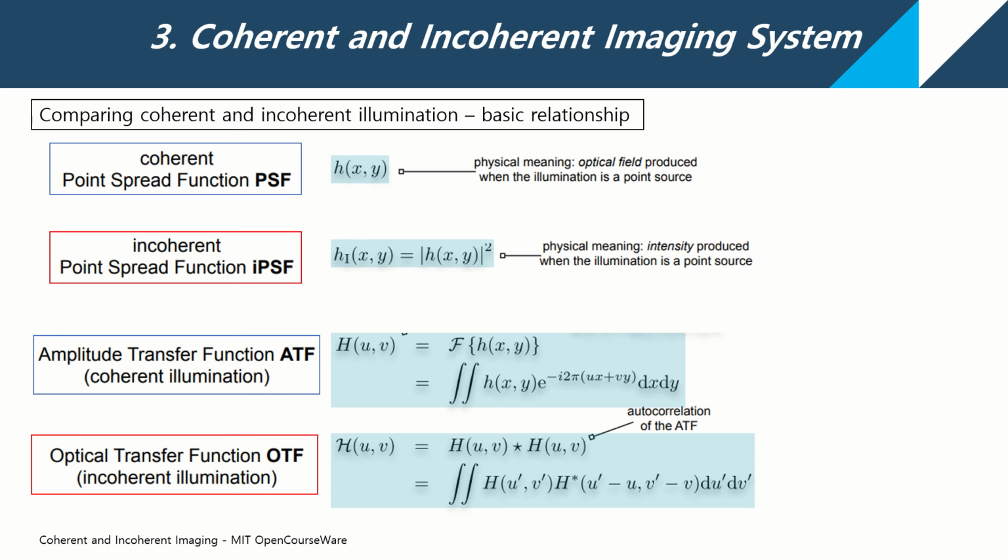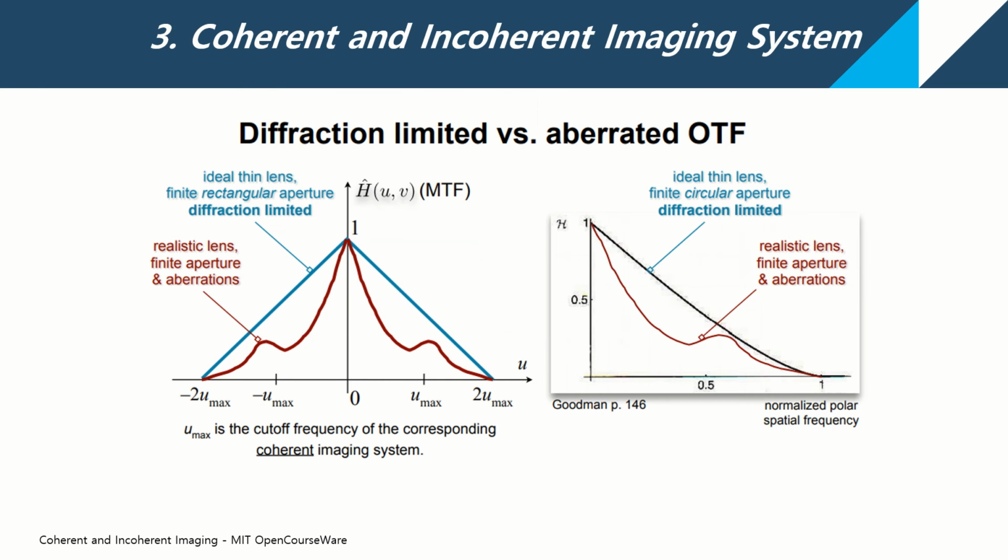In the coherent system, we care about optical fields, so the point spread function is just written as h. But in the incoherent system, we need to analyze the imaging in terms of intensity. Here is some reference data for diffraction limit and OTF.